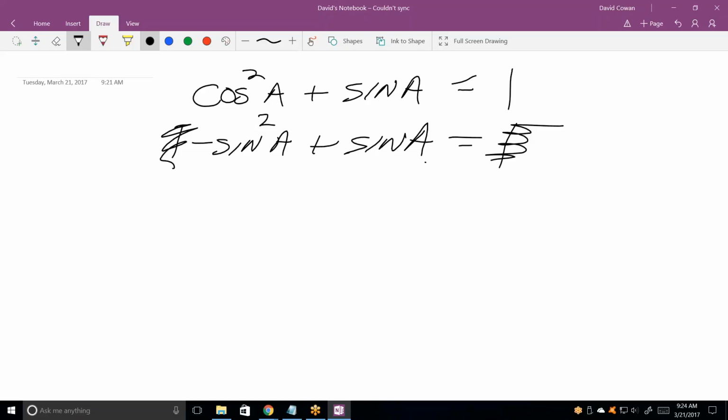You get the same thing I was going. Oh, okay. Yeah. And now what? In other words, this is now equal to 0. Don't we have to factor it? Yeah. So if I factor out a sine A, what am I left with?